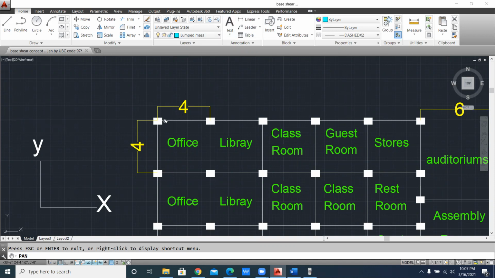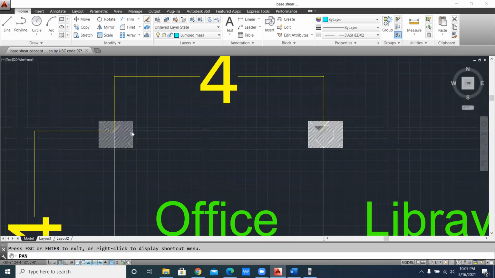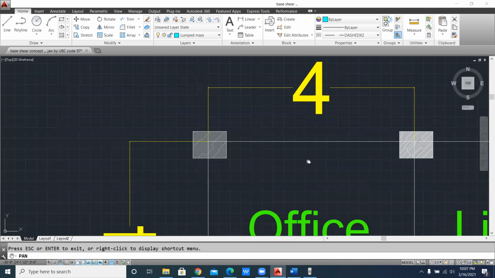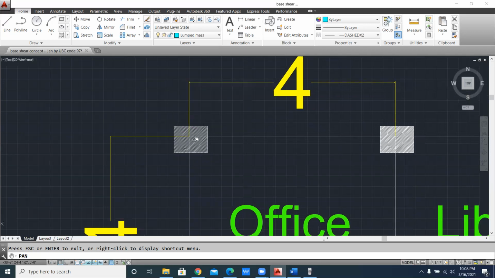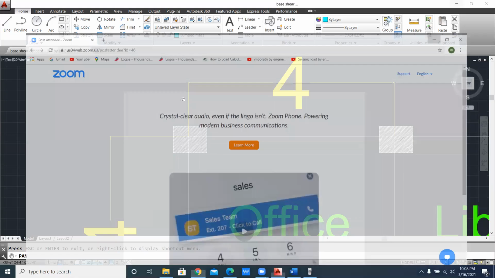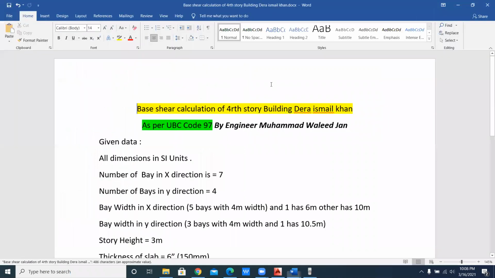Here you will see very easily that the beam is given as 4, and the beam must be located from this column to this column. Therefore you have to deduct the cover from this side and from this side. Now whenever I open my sum statement here, that is the base shear calculation.